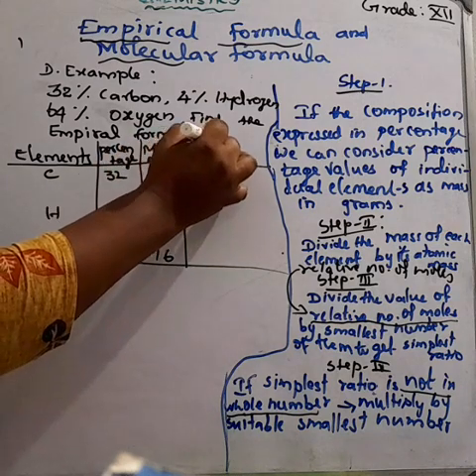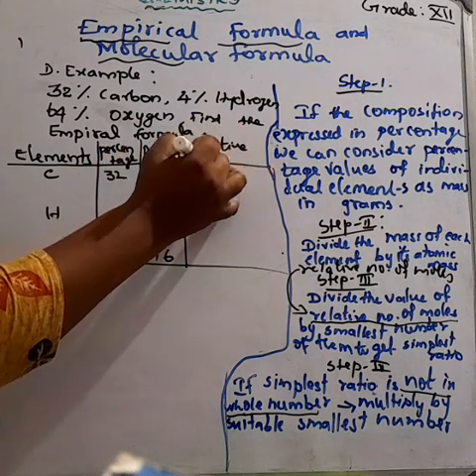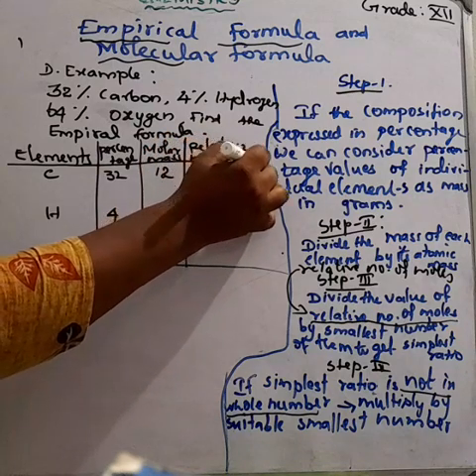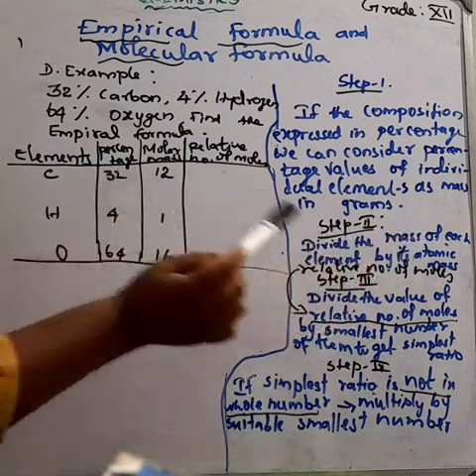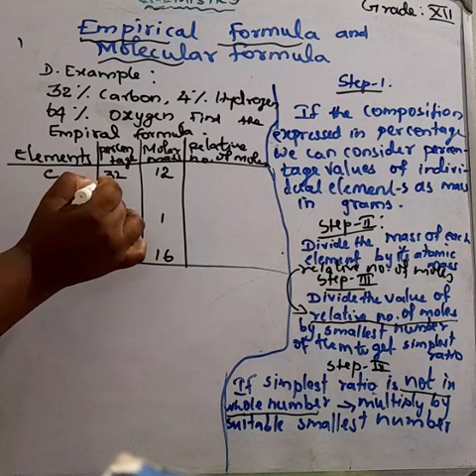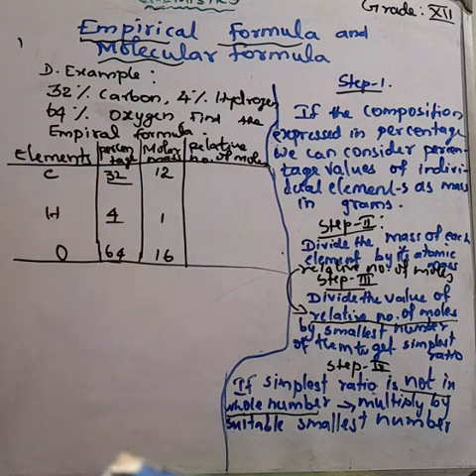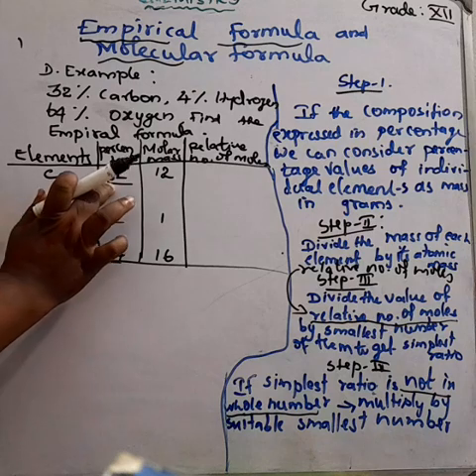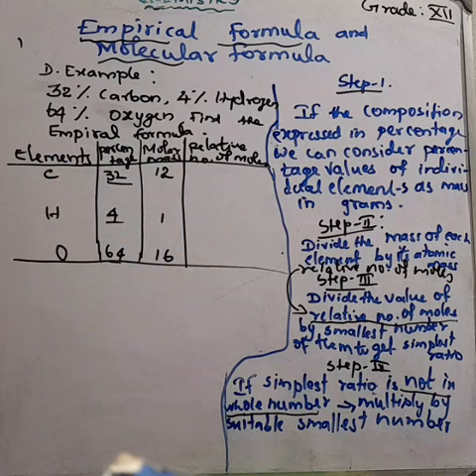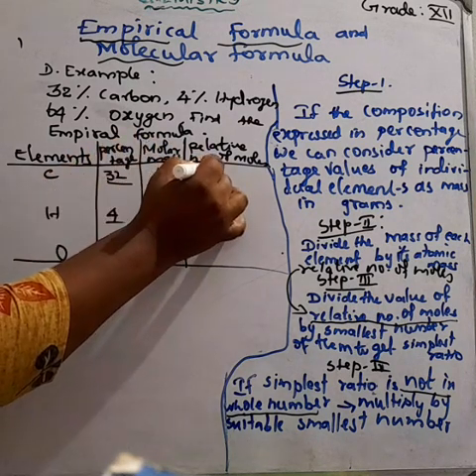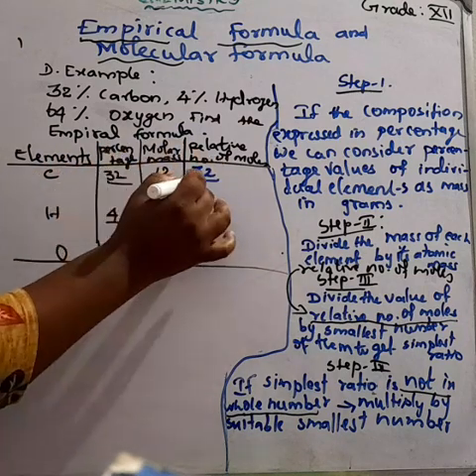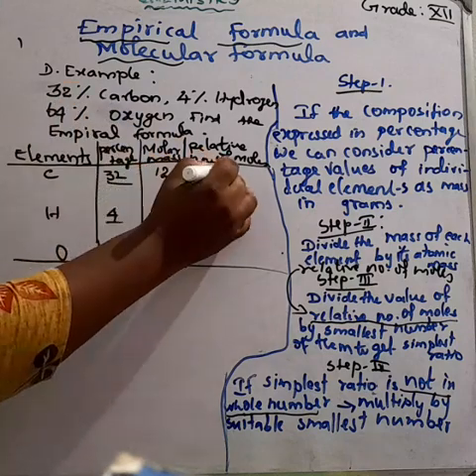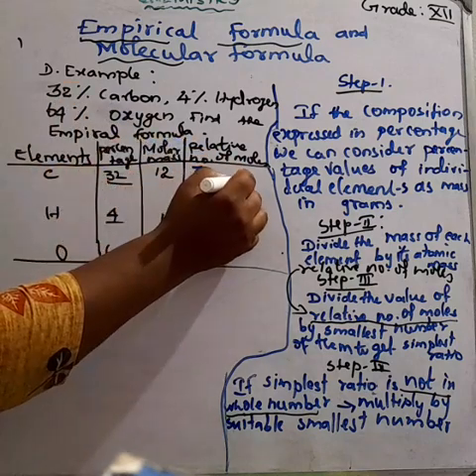See step 2. How can we obtain the relative number of moles? Divide the mass of each element by its atomic mass. Carbon 32, hydrogen 4, oxygen 64: this is the mass. For carbon, 32 divided by atomic mass 12, we get 2.66. This is the relative number of moles of carbon.